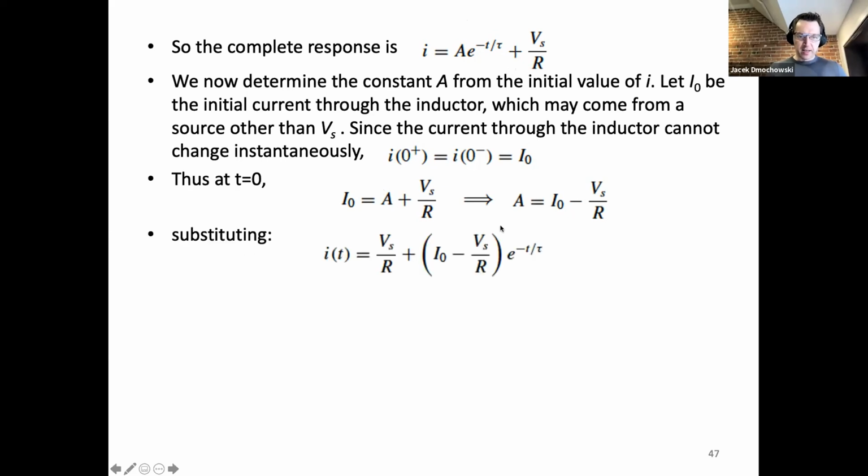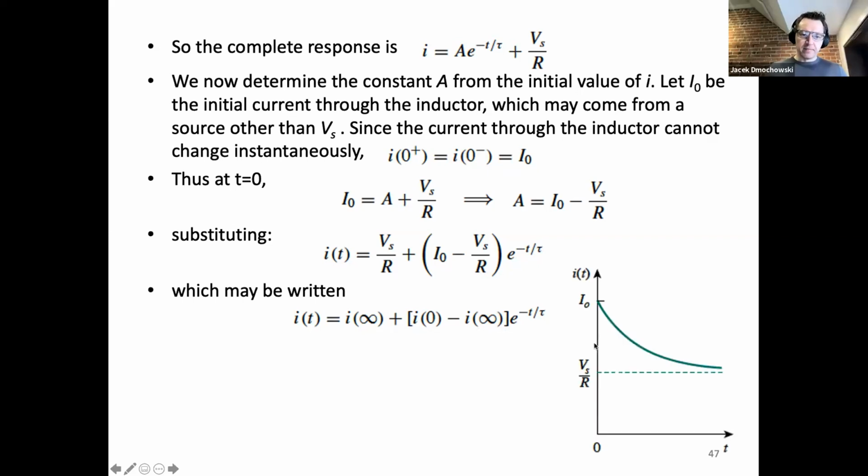So now if you substitute in the value of A into here, you get this form. All I've done is rearrange to solve for the constant A, figured out that it was I naught minus Vs over R, and plugged it into this term. So this can be written as I of infinity, that's the forced term, plus I naught, the initial value of the inductor current, minus I infinity, times a decaying exponential.